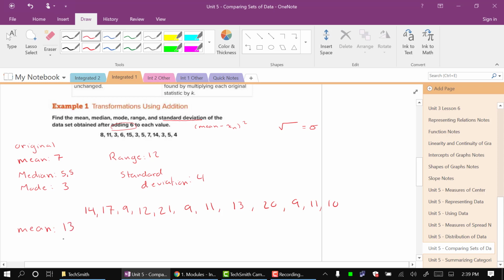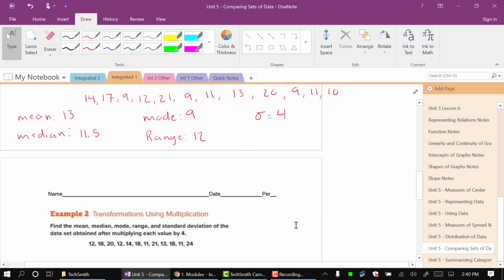We're now going to have a mean of 13. We're going to have a median of 11.5. The mode, the one that happens the most, is 9. Our range stays the same. Even though the numbers got bigger, it did not change our range from the smallest number to the largest number. It's still going to be 12. And it also did not change our standard deviation. Our standard deviation is still going to be 4.